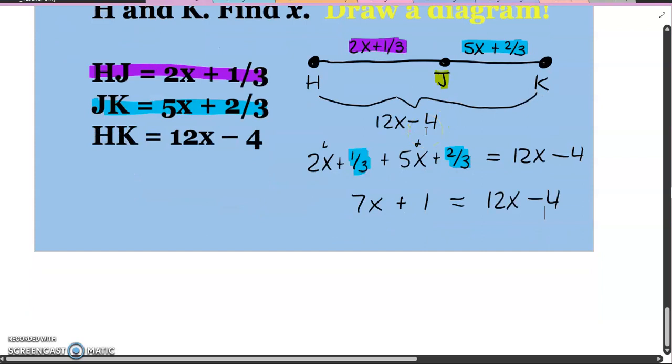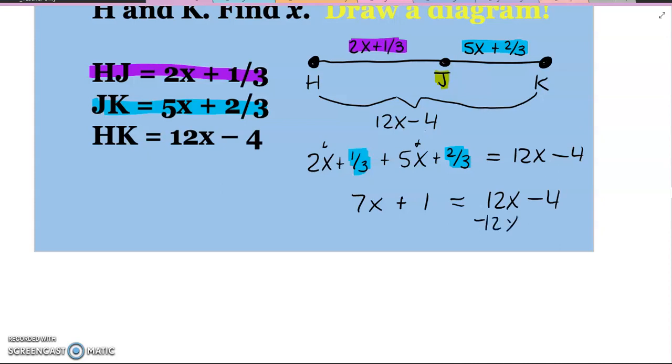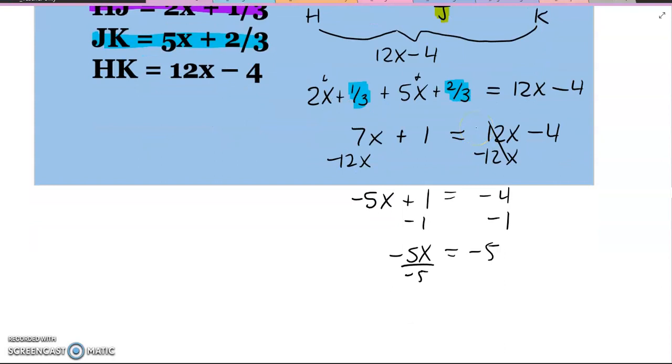We have to move all of our variables to one side and all of our numbers to one side. It doesn't matter which way. I typically like to move my variables to the left side. I don't know if that's what you want to do, but we're going to go for it here. I'm going to subtract 1, so I get negative 5x equals negative 5. And for my last step, we divide by negative 5. And overall, we get an answer of x equals 1.